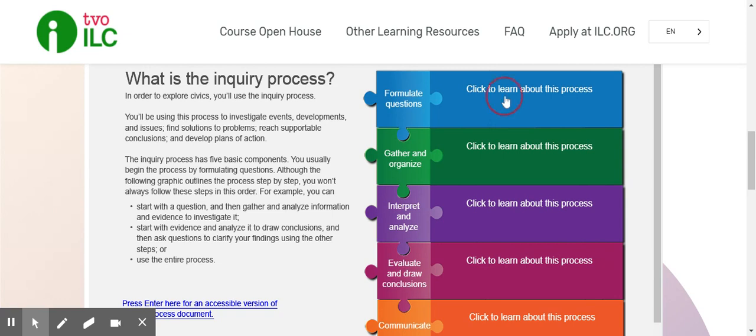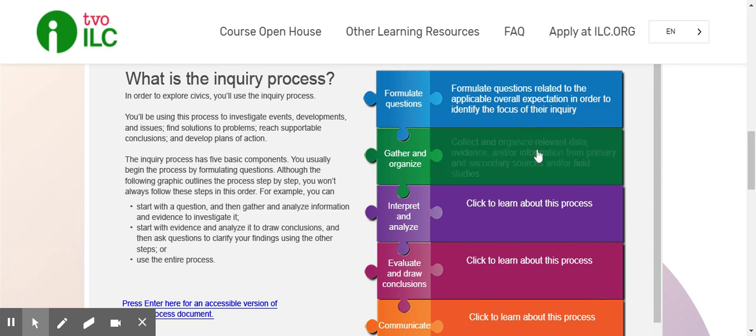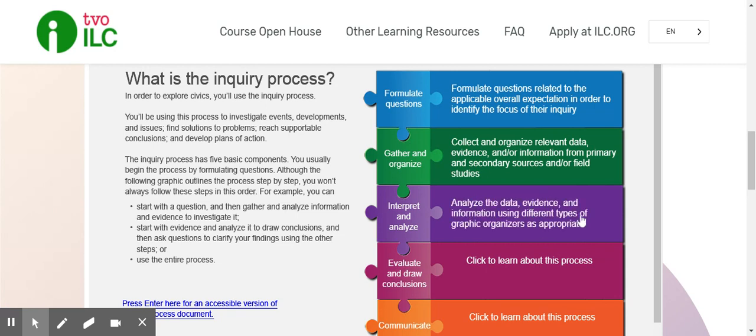So formulating questions. You formulate questions related to the applicable overall expectation in order to identify the focus of the inquiry. You ask good questions. Gather and organize. You collect and organize relevant data, evidence, and/or information from primary and secondary sources and/or field studies. The next step is to interpret and analyze. You will analyze the data, evidence, and information using different types of graphic organizers as appropriate.